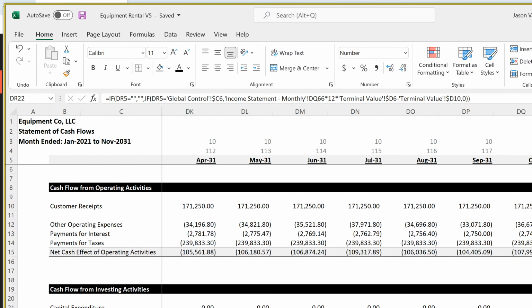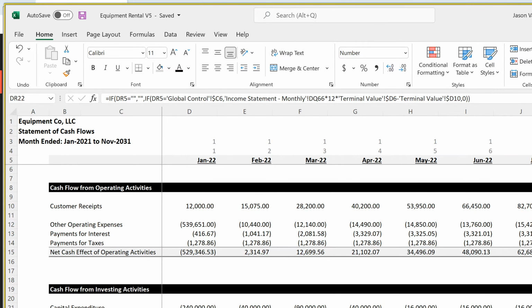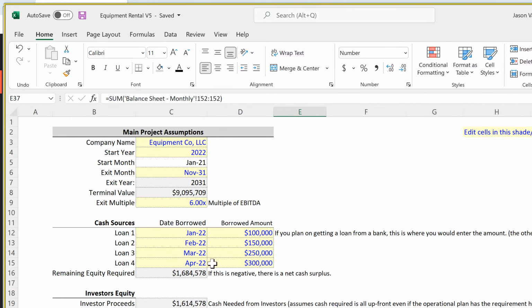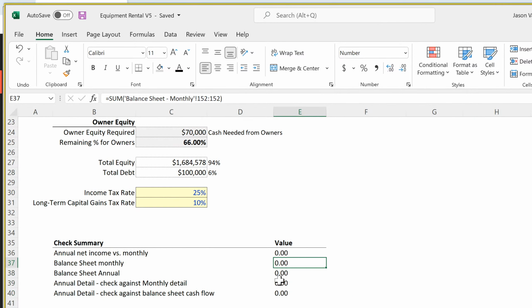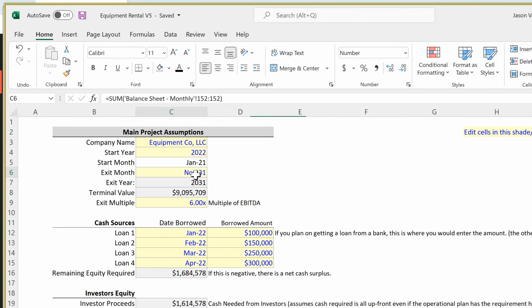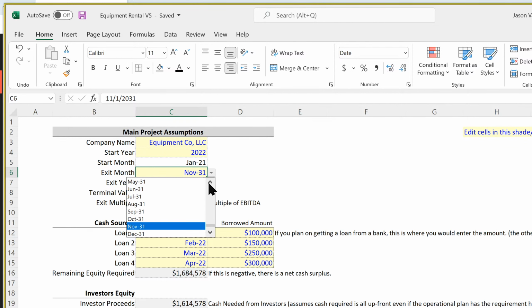Okay, now let's go back over. We should match. This is why we do these tests though, because I can't get a template out there that has errors just when you update the formulas. Okay, we're all matched there. Good. Let's make the exit month actually a full year behind in 2030.